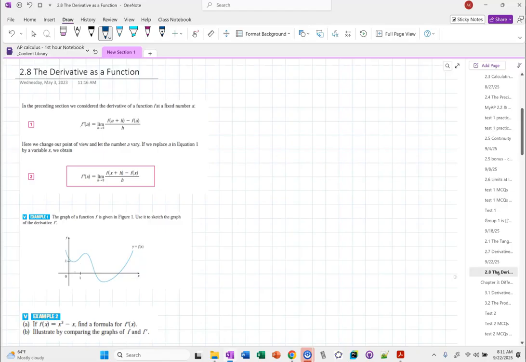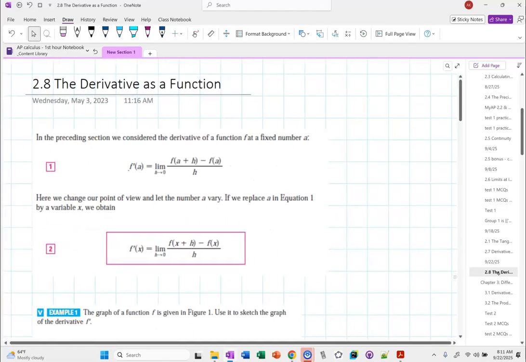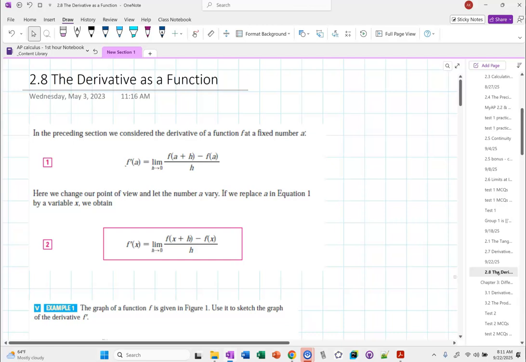So this next section is still focused on the same definition of a derivative, but now we're going to be thinking about this derivative as a function instead of just calculating the derivative at a point. Here we're going to create a function that gives the value of the derivative for any x. So it's kind of like your skeleton key.